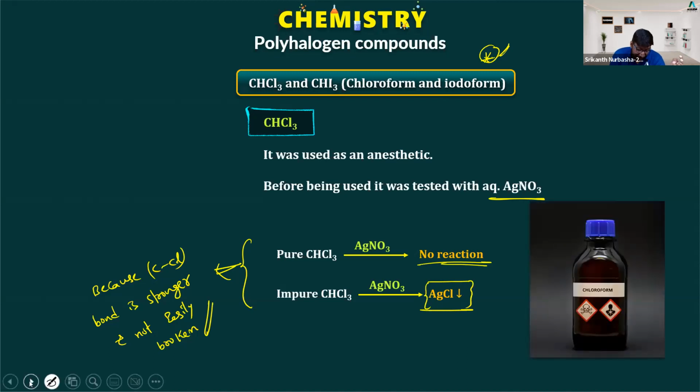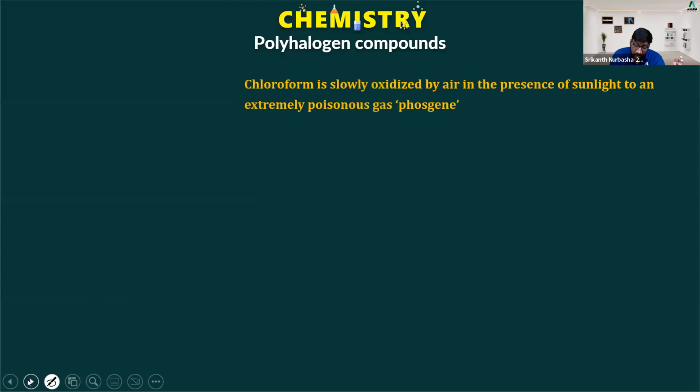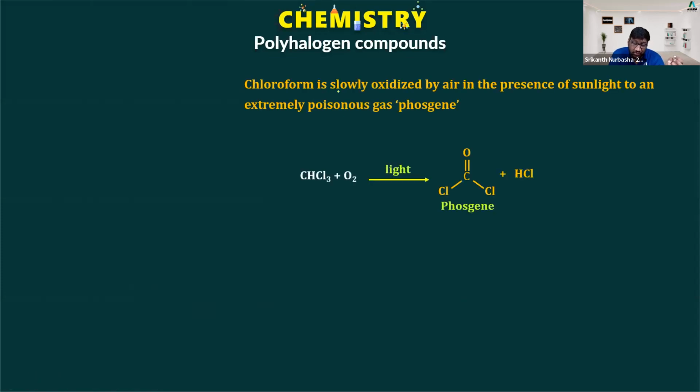And chloroform is highly dangerous because it will be slowly oxidized by air in the presence of sunlight to form an extremely poisonous gas known as phosgene. Chloroform plus O2 in the presence of sunlight will form phosgene, and HCl is going to evolve.